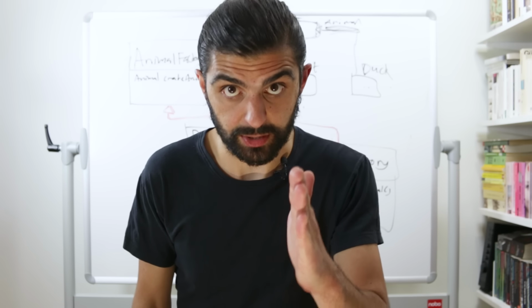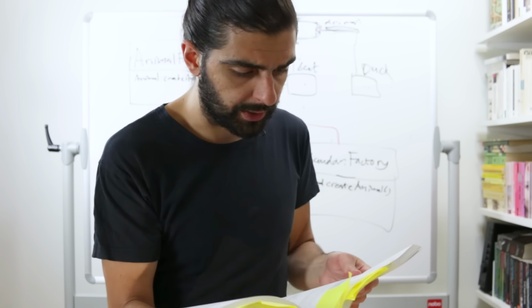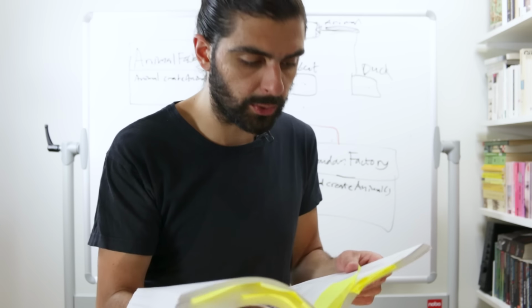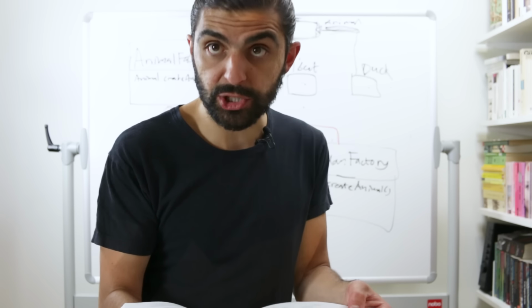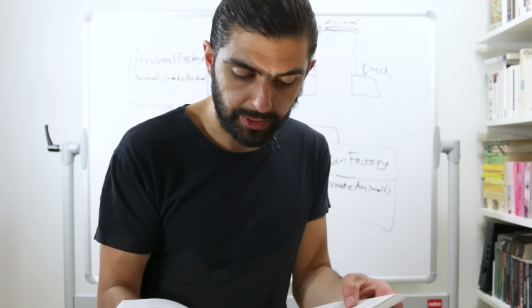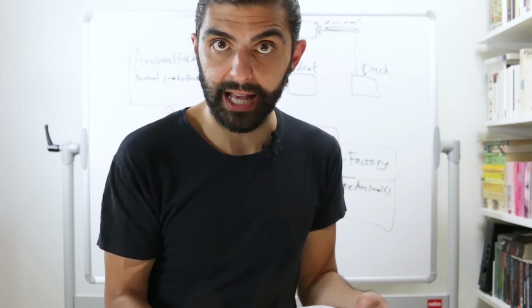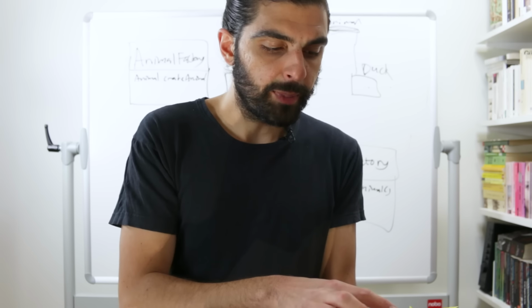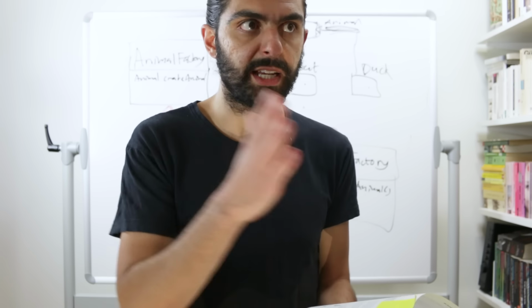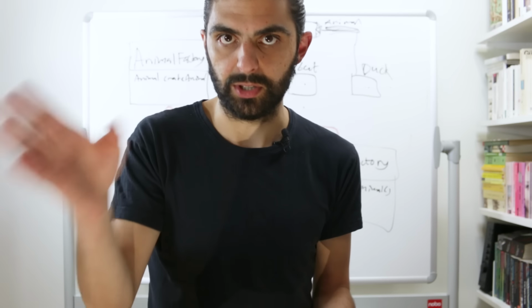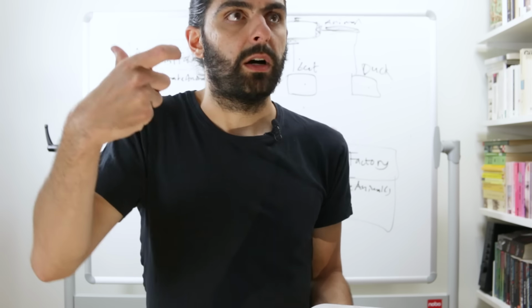Let's look at the definition from the Head First book. In Head First, they say that the factory method pattern defines an interface for creating an object, but lets subclasses decide which class to instantiate. Factory method lets a class defer instantiation to subclasses. Let's dig through this. The factory method pattern defines an interface. Remember that when we're saying interface, we're not necessarily meaning interface as in the keyword, but we're saying interface in terms of a contract.